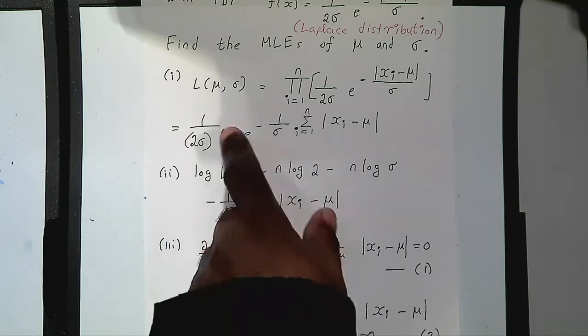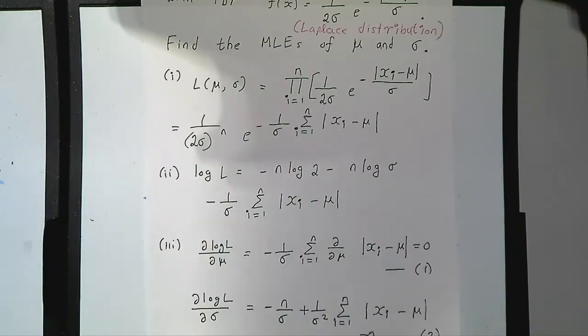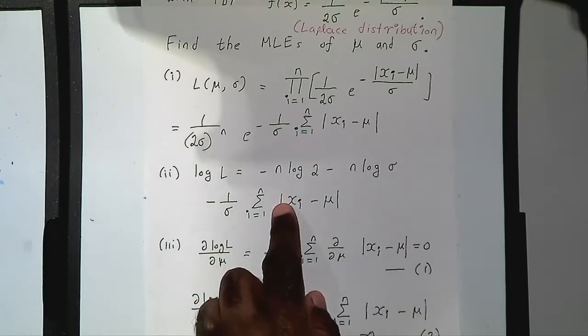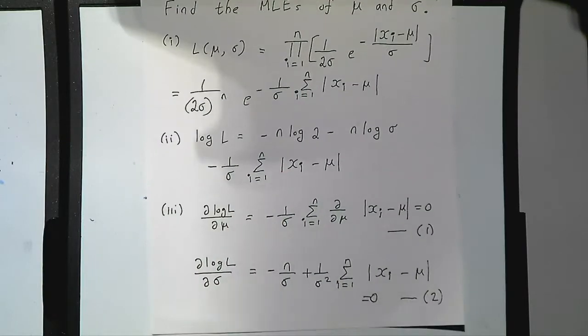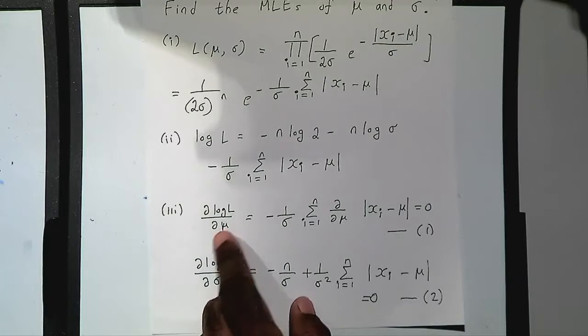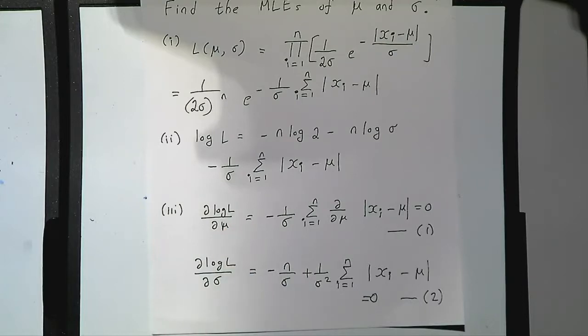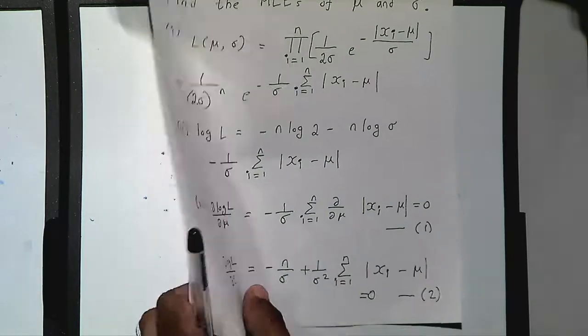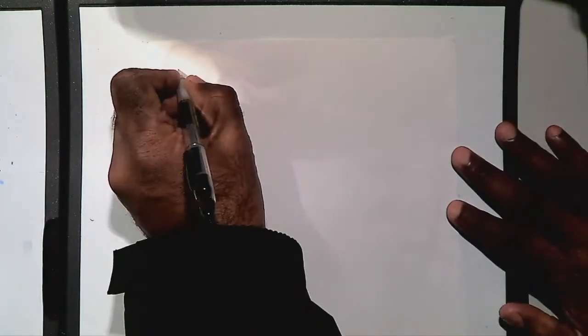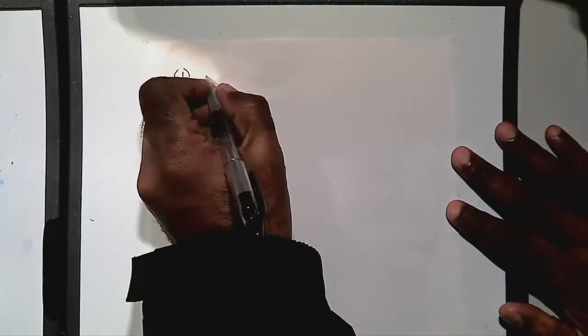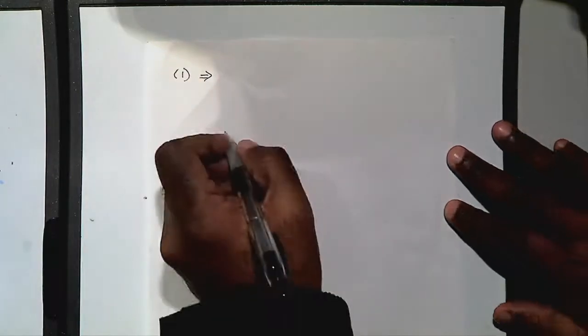So this is the likelihood function. This is the log likelihood function, and these are the partial derivatives with respect to mu and sigma. Okay, now let's see how we can do it. So equation 1 implies the following.